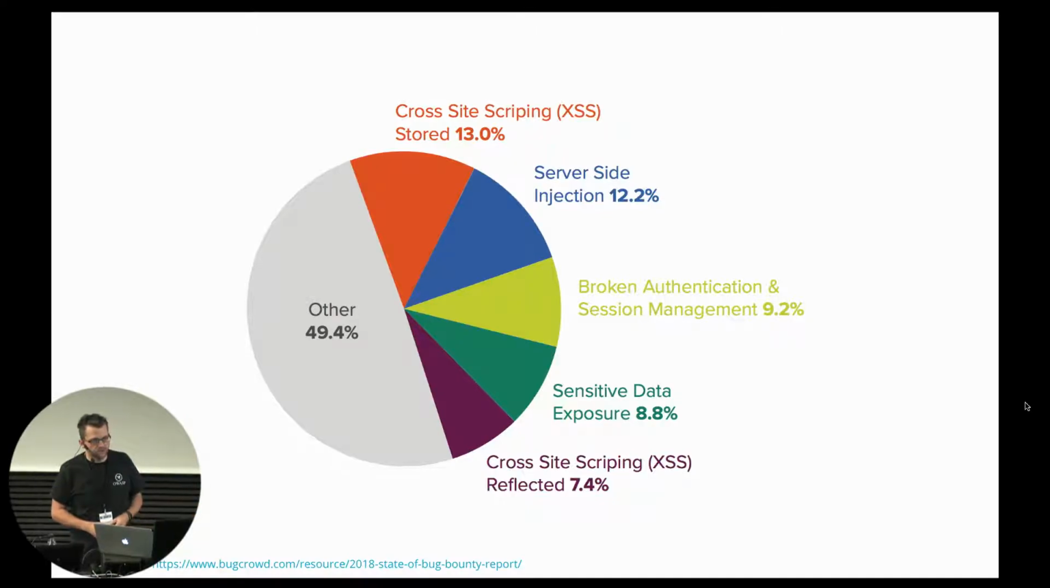We see that cross-site scripting is still one of the most common bugs we have. We have stored cross-site scripting and reflected cross-site scripting as two of the most common ones. And we saw some great examples from Chris on server-side injection in the previous talk.